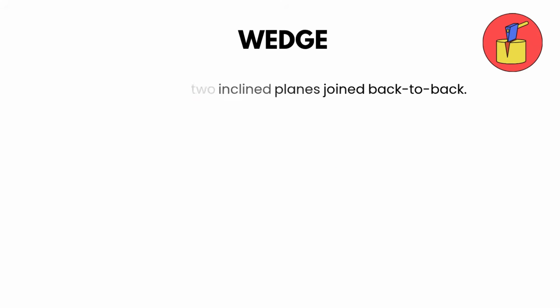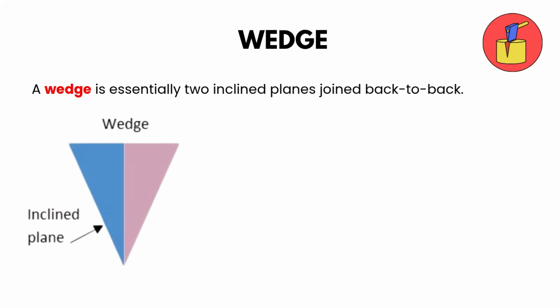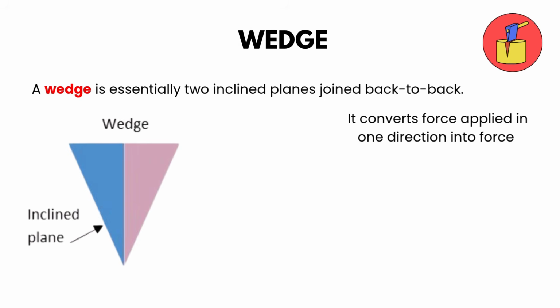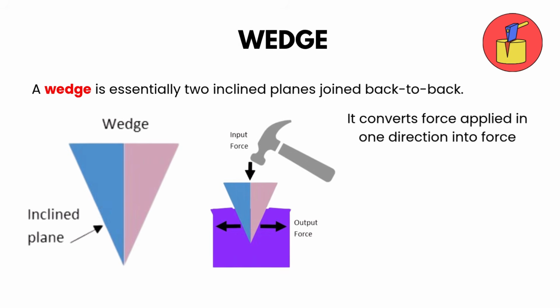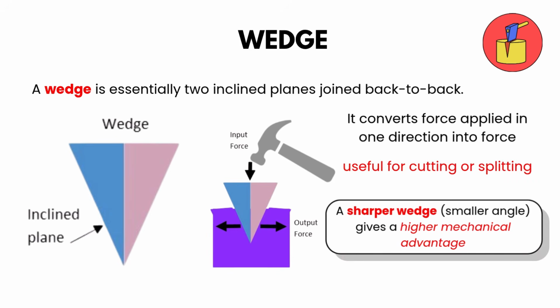Wedge. A wedge is essentially 2 inclined planes joined back to back. It converts force applied in one direction into force that acts perpendicular to its surfaces, useful for cutting or splitting. A sharper wedge, smaller angle, gives a higher mechanical advantage, meaning it takes less effort to split materials.